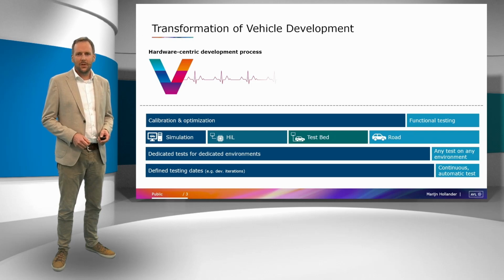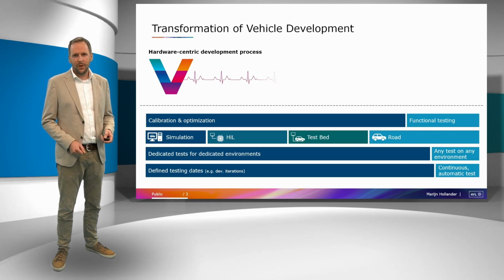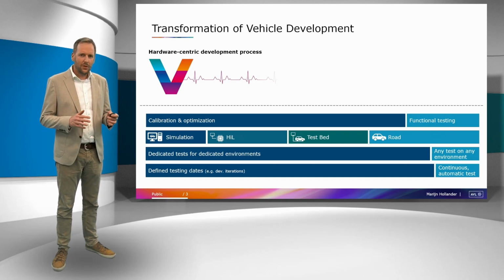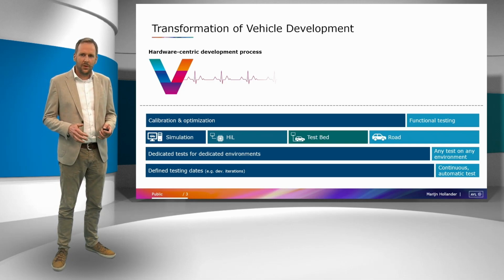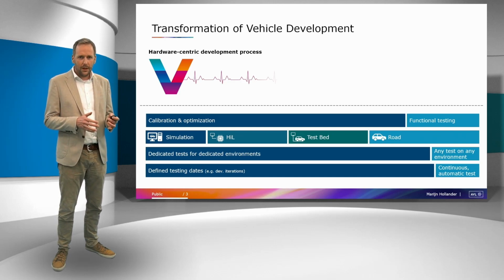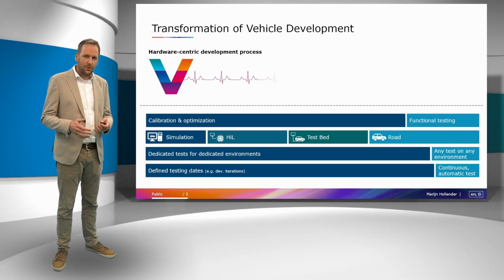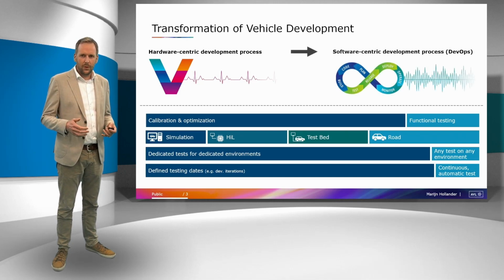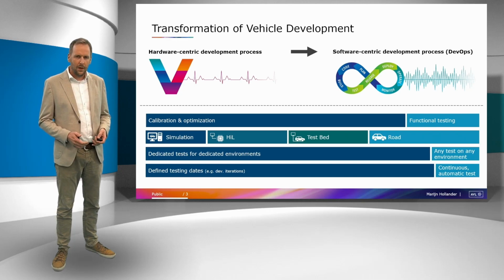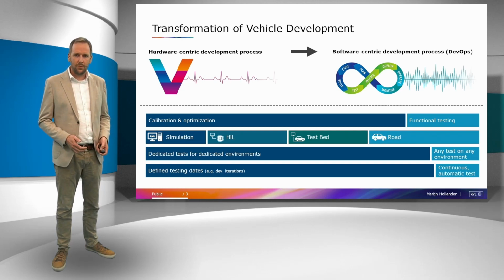Currently, the vehicle development is in a transformation. Whereas in the past, we had a hardware-centric development approach according to the V cycle, with a lot of calibration and optimization. The tests were mainly done in a testbed environment and on the road, and we had dedicated tests for dedicated environments and defined testing dates according to the project. Now the development is in a transformation towards a software-centric development process. This means that more and more software testing will come in the next years. And of course, this is not black and white, but it is a transformation process.